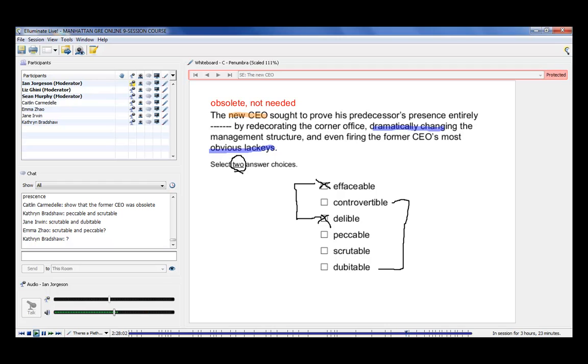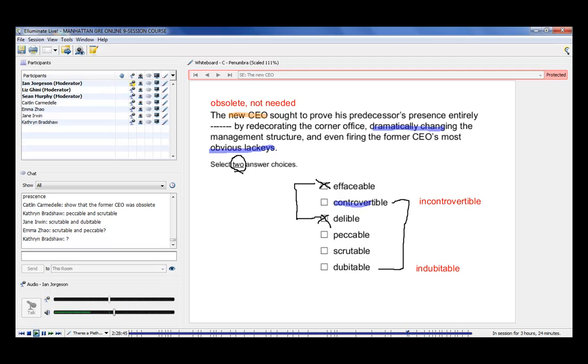So controvertible has the same root as controversy. So controvertible, or maybe the easier word is incontrovertible, means there's no controversy about it. It is absolutely true. You cannot argue against it. The incontrovertible truth. You can't argue against it. It's guaranteed. And dubitable has to do with whether something is able to be doubted. Indubitable means unable to be doubted. It is indubitably true. It is incontrovertible.